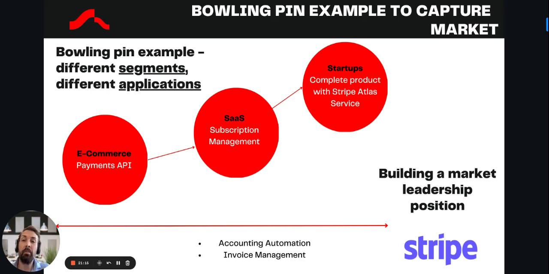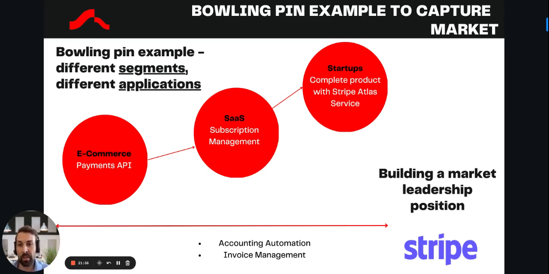So the point is that they are jumping from one segment and application to another without changing their positioning, because they can be horizontal because they are the market leader, as said. And right now they are offering also accounting automation and invoice management to all those different segments. So it's not about, suddenly we boom, explode, and we are the market leader. And suddenly, we target all the use cases and we target all the different applications. No, that's not the way you build a market leadership positioning and defensible position.